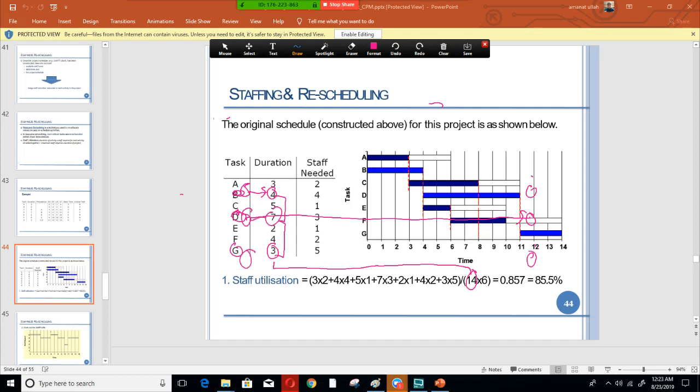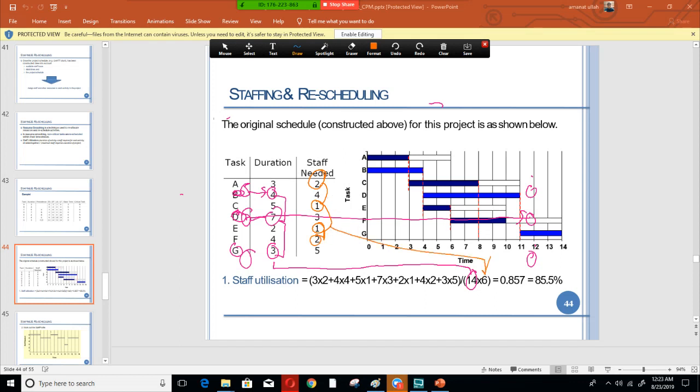Now the next task is to add the staff needed of the non-critical tasks. It will be 2 plus 1 plus 1 plus 2. That will result in this 6 over here.